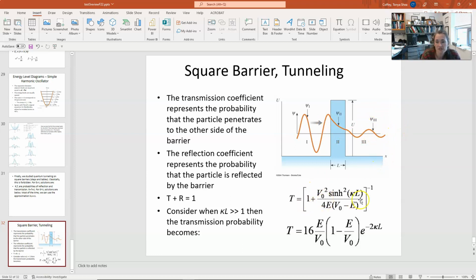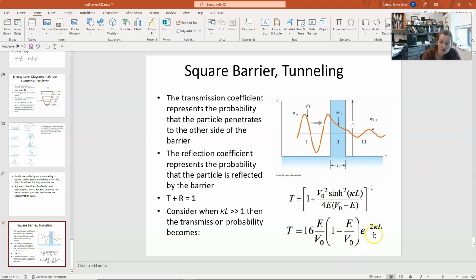This is called the transmission probability, or the transmission coefficient, and is symbolized by the uppercase letter T. The probability that it will make it through the barrier is given by T is equal to 1 plus V0 squared sinh squared kappa L over 4E times V0 minus E, okay? And this is all raised to the minus 1 power, so basically 1 over that. So this is the probability.